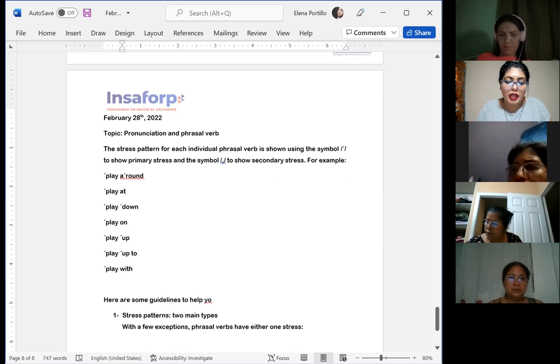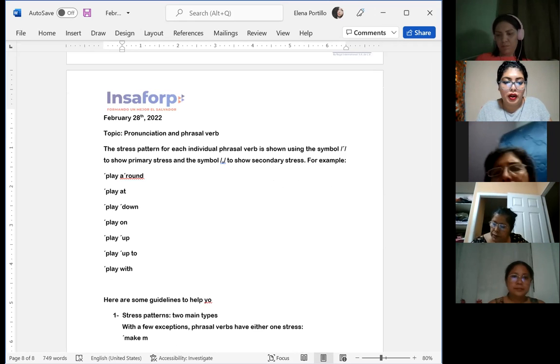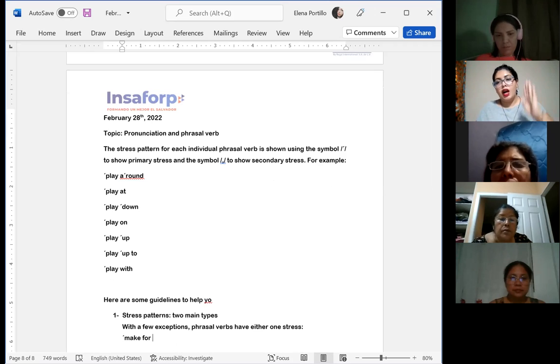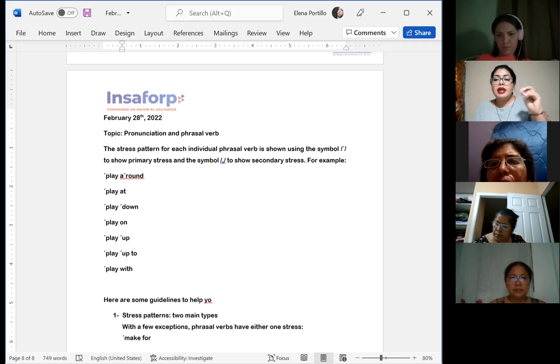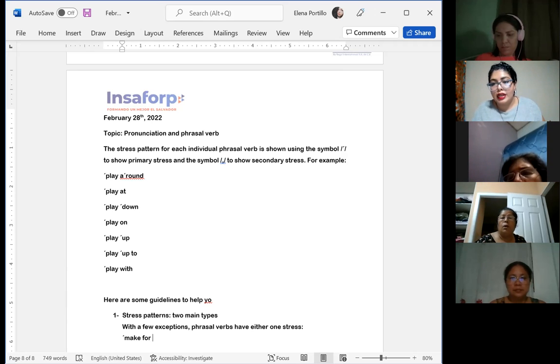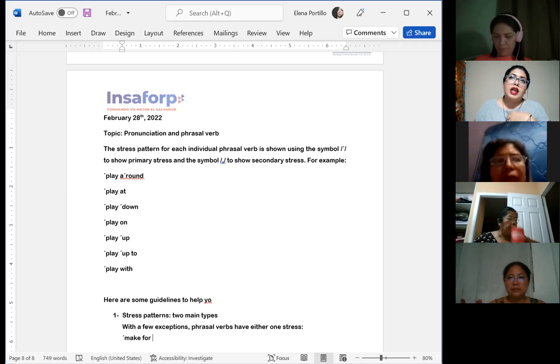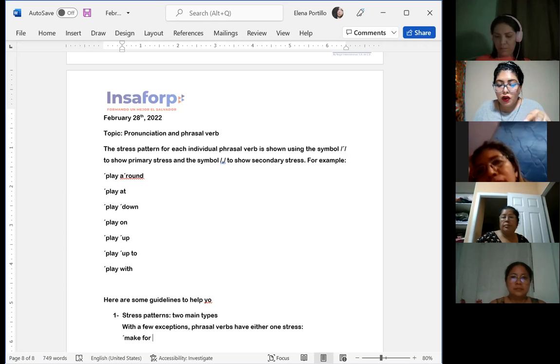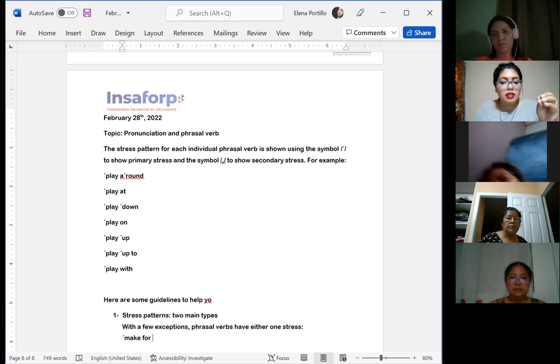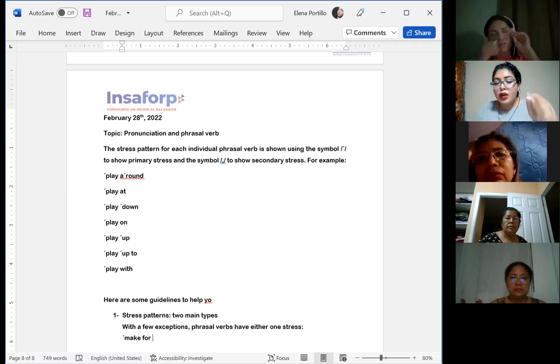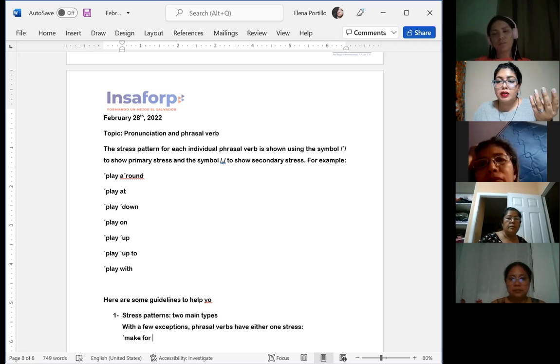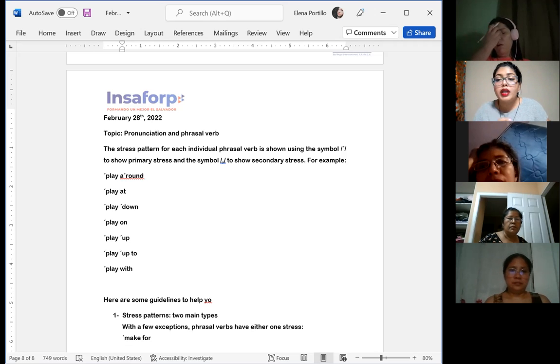And we have this example, that it's the primary, make for, up, down, make for. In this case, we have the symbol or some marks that show there is the stress. It is the same in Spanish, where some words have a tone of voice that is strong. The strongest way to say a word is the stress. In this case, we have this symbol to help us pronounce this word, make for. Then we have two stresses in one word or in one phrase.